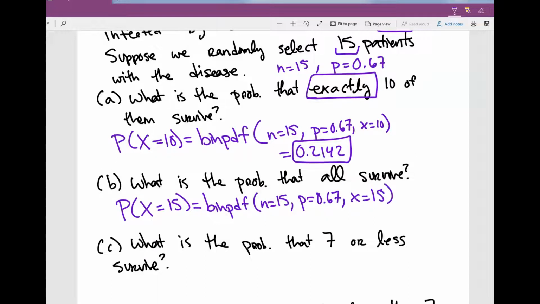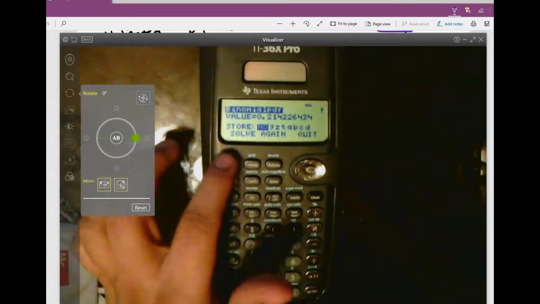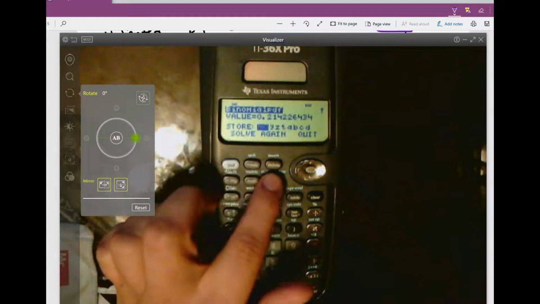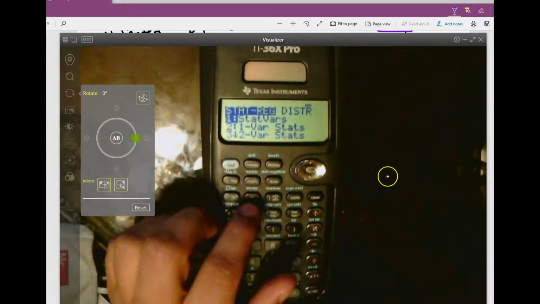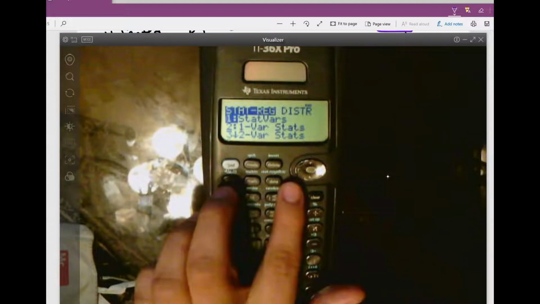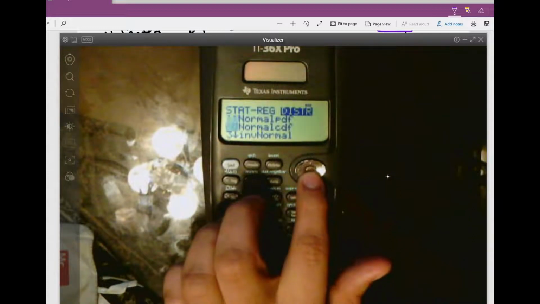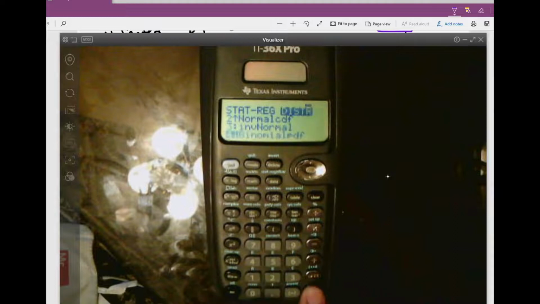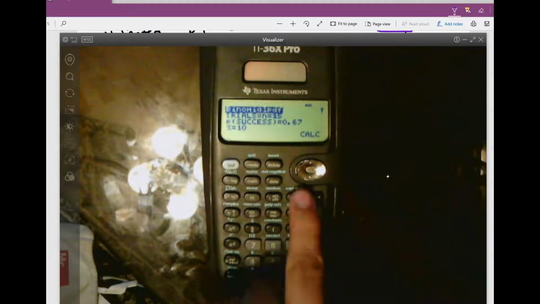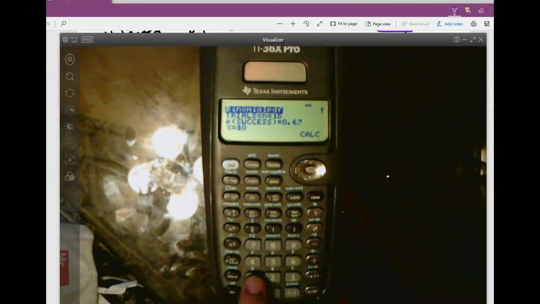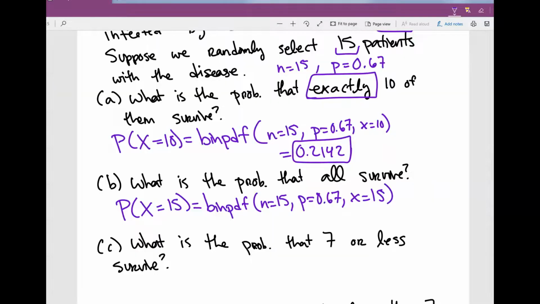So we're going to go back to my calculator. We press second data, go to distributions, go down to binomial PDF, and everything's going to stay the same, but we change this x to 15. We go down to calculate, and we get 0.0025. So this equals 0.0025. That is my answer.